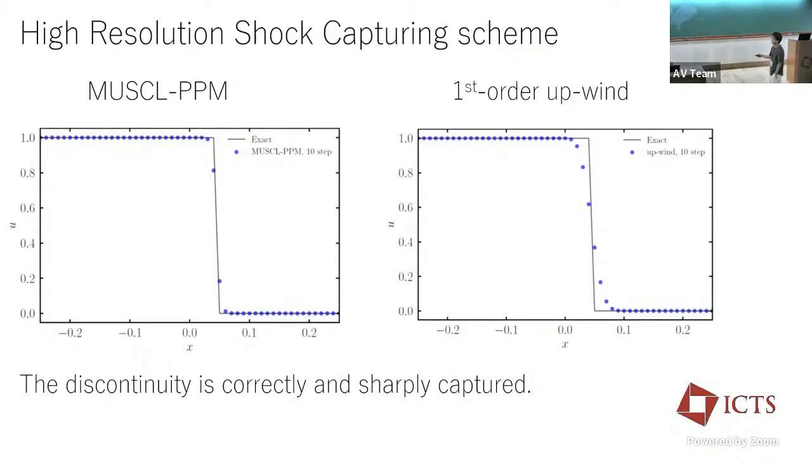Again, which is better? Of course, left, right? You agree? Because the discontinuity is correctly and sharply captured by this scheme. At the discontinuities, this MUSCL scheme automatically reduces to the first order upwind scheme. But for a smooth profile, it gives you a more accurate solution. This is the essence of the high resolution shock capturing scheme for the scalar field case.